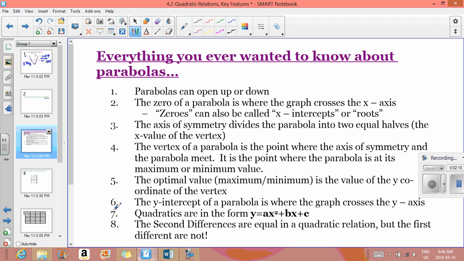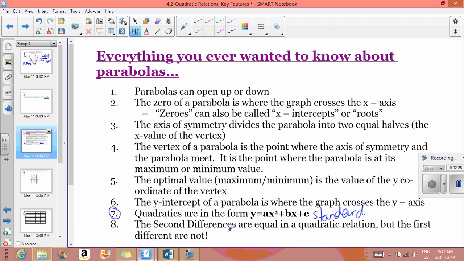So the only ones I'm going to mention are the last two, which is the form that a quadratic is in. This is standard form. So you will need to know this. The standard form is y equals ax squared plus bx plus c. And so anytime you see it in this form, you will know that it's a quadratic.